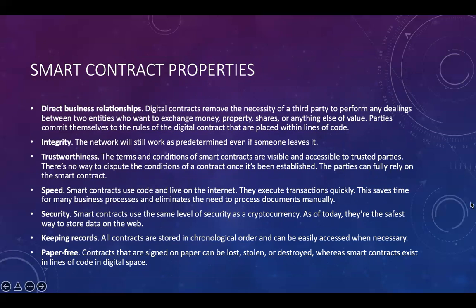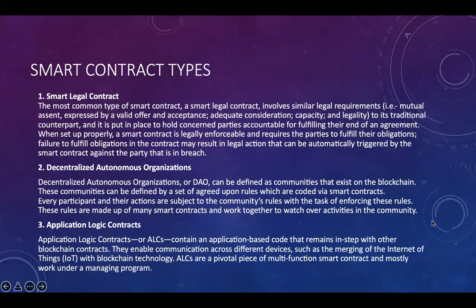So moving to the next slide, we have the smart contract types. Smart contracts are already being used on many platforms, but there are some types on the basis of which they are used. The main three types are the smart legal contract, the decentralized autonomous organization, and the application logic contract. So what is a smart legal contract?